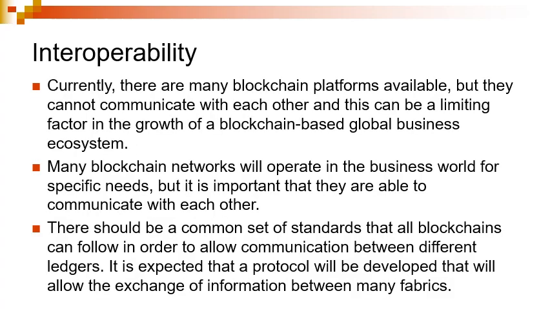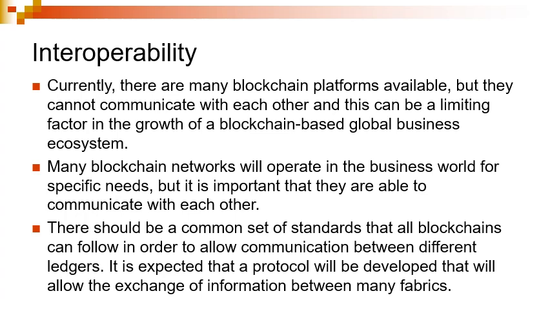Then interoperability. Currently there are many blockchain platforms available, but they cannot communicate with each other, and this can be a limiting factor in the growth of the blockchain-based global business ecosystem. So there are different types of blockchain, and these blockchains cannot communicate with each other, but this will limit the growth of blockchain. So these blockchains should be able to communicate with each other. So this is one of the requirements of Hyperledger Fabric.